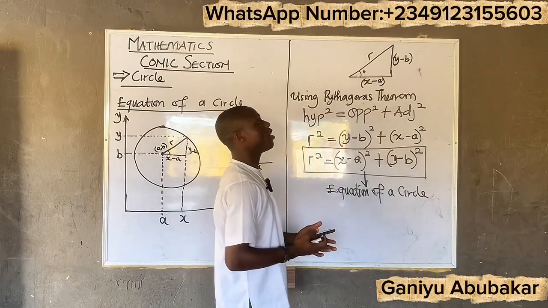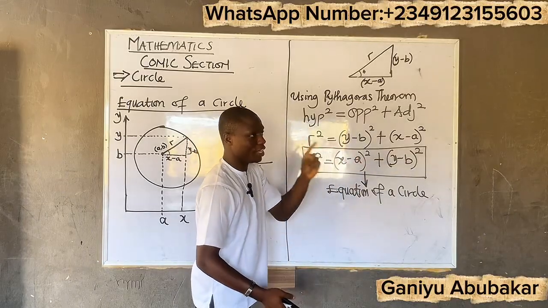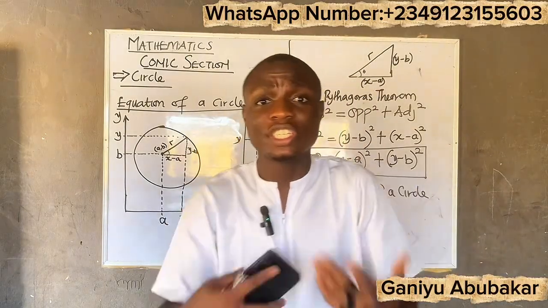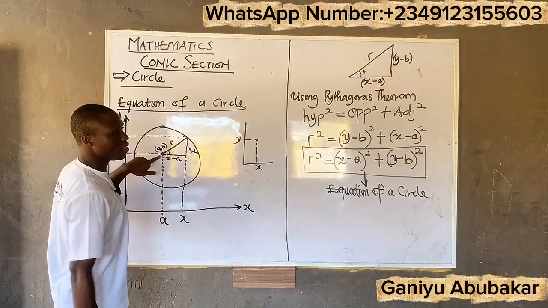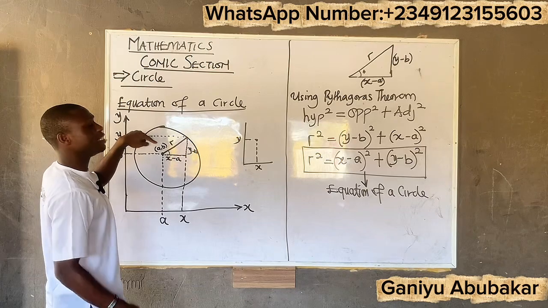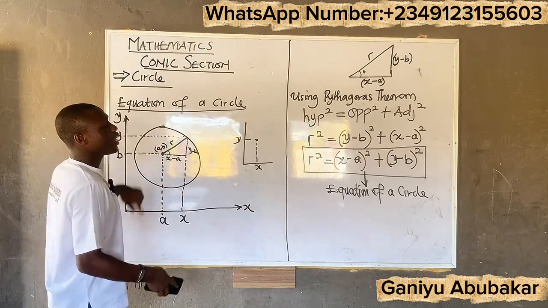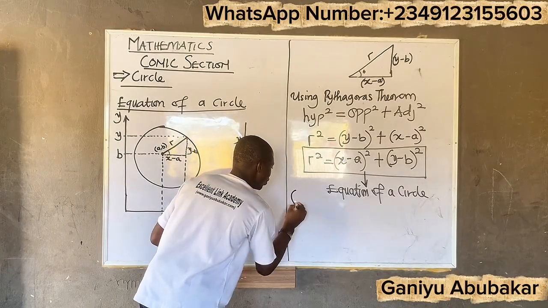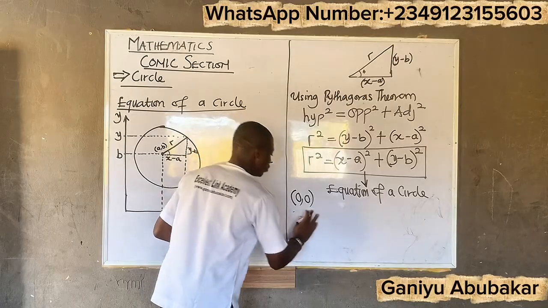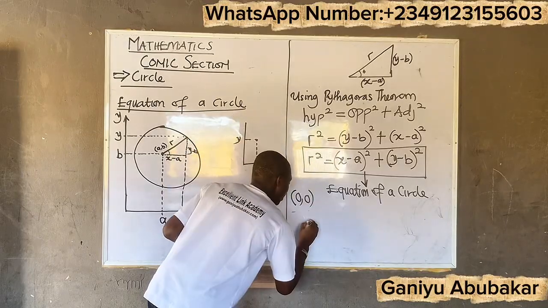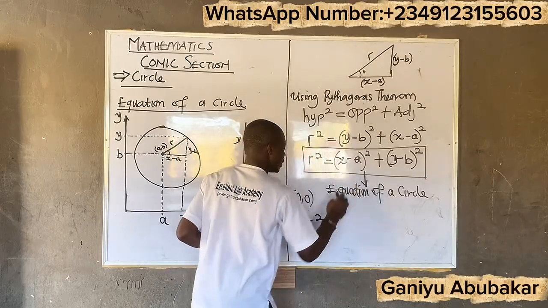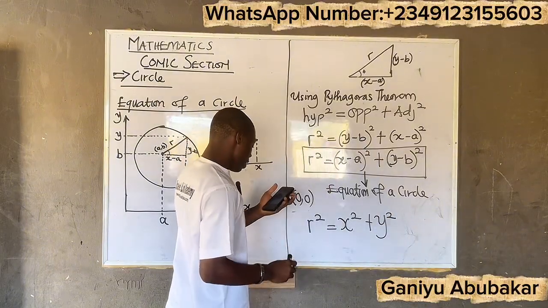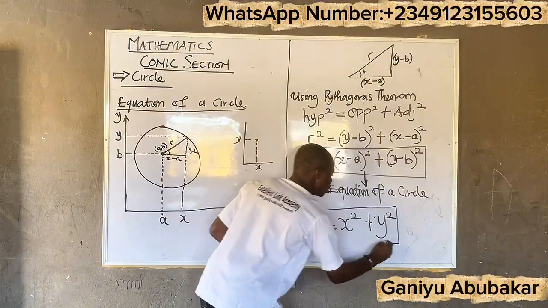So I'm saying, if you are given the center point of a circle, use this equation. But if you are not given the center point, the origin is 0. In this case here, the origin is not 0, it is a comma b. It means that a has a value and b has a value. In a case whereby the origin is 0 comma 0, your formula becomes r squared equal to x squared plus y squared. So this equation is used when your origin is 0.